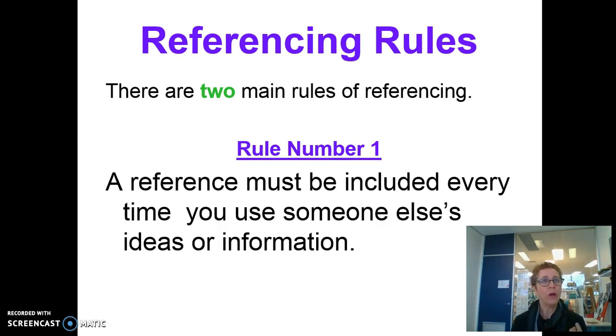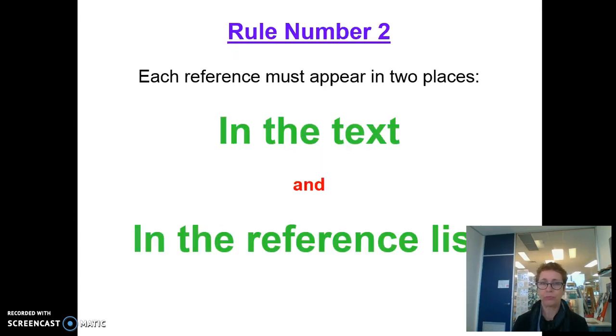Summarising, if you've read a whole large paragraph and you cut it right back to like one or two sentences, you still need to reference, even though it might be in your own words, it's not your original thinking. Definitely if you're using an exact quote, you need to reference, and also if you are copying. So that means if you are reproducing a diagram or a graph or a table and images as well, everything that comes from somewhere else you have to reference. Unless it's your own original photograph, then you don't.